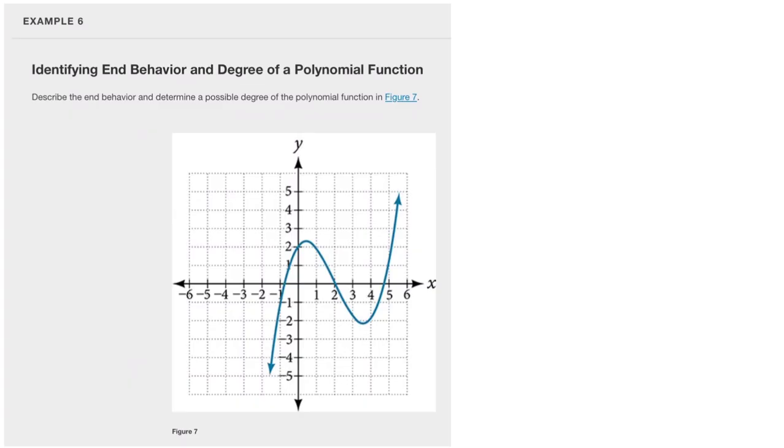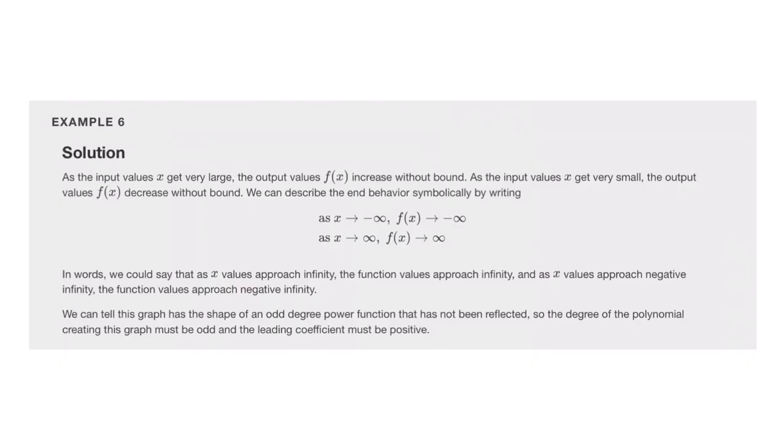Describe the end behavior and determine the possible degree of the polynomial. So we notice that our graph goes up to the right and down to the left. So the degree should be odd. So a possible degree, this could be a cubic function, right? Some odd degree with a positive leading coefficient. So we can tell that this graph has the shape of an odd degree power function that has not been reflected. So the degree of the polynomial creating this must be odd and the leading coefficient must be positive.